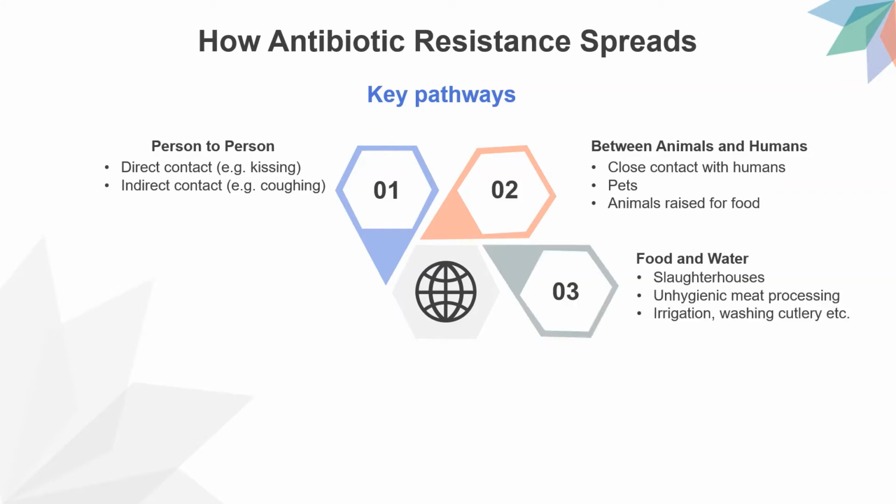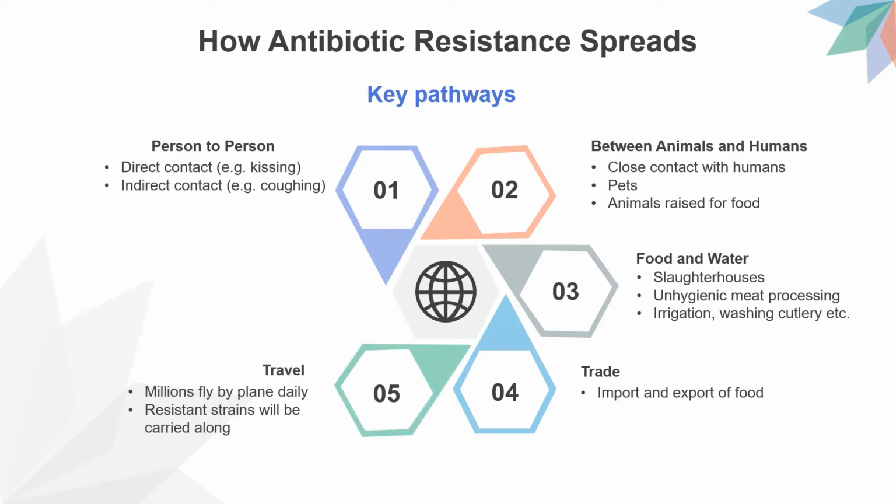Thirdly, through food and water. During slaughter or when processing meat, bacteria can be transferred to the final product. Also, bacteria can spread via water used for irrigation, washing cutlery, etc. With international trade nowadays, bacteria can potentially be spread with any meat, fruits, vegetables, seeds, or grains that are being imported or exported. And every day, several million people fly by plane. If someone carries a resistant bacteria, they can bring it along and spread it to another country.